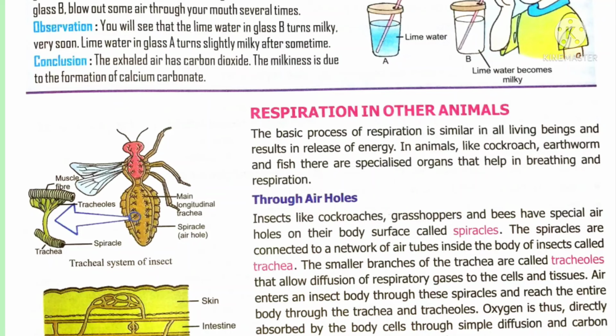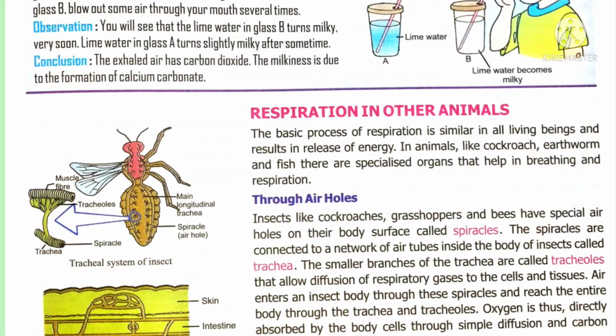Through this, the diffusion of gases into the cells and tissues takes place. Air enters the insect body through the spiracles, then passes through the tracheae and tracheoles to different parts of the body. By the process of diffusion, oxygen enters the body, and in the same way carbon dioxide is released outside the body. Here you have to remember three organs: spiracles, tracheae, then tracheoles. These are the organs involved in the respiration of an insect.